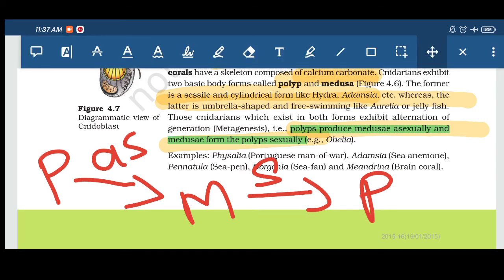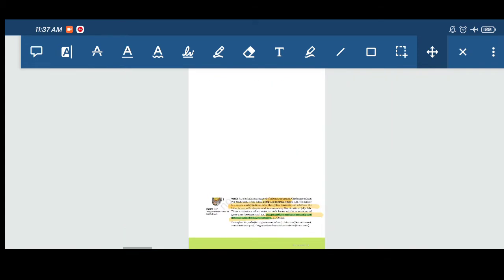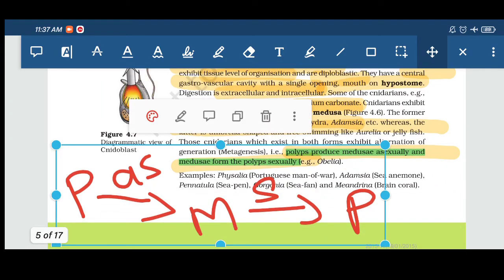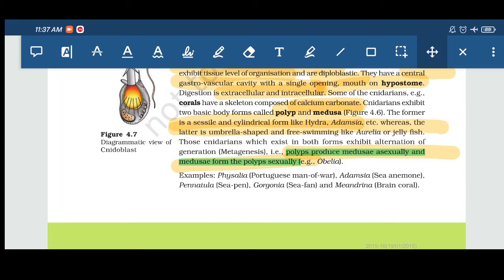Next example, Physalia, that is Portuguese man of war. Okay, I'm really not getting how to pronounce this. Adamsia, okay, that is sea anemone. Then comes Pennatula, that is sea pen. Then comes Gorgonia, that is sea fan.